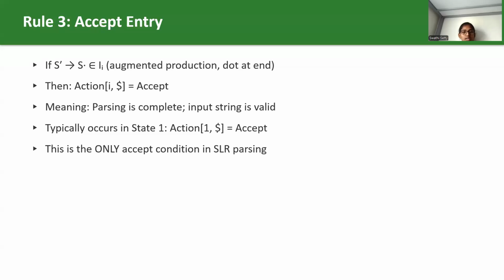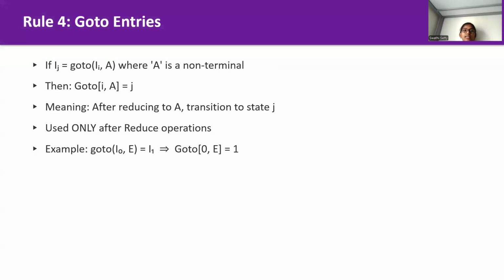Typically occurs in state 1, so that action[1, $] (1st row and dollar column) is equal to accept. This is the only accept condition in SLR parsing. Next come the goto entries. If goto(I_i, A) = I_j, where A is a non-terminal, the second argument in the goto is a non-terminal. Then goto of I, A is equal to j.